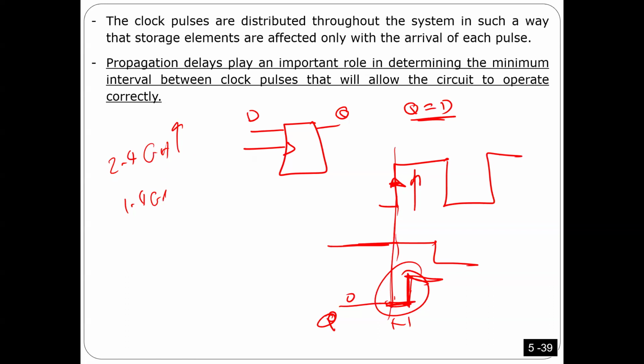Because, very simple, before a new edge comes, I have to make sure this one is already done, right? So that's why this delay is going to make a restriction on the frequency. It's something important you need to understand in this course.